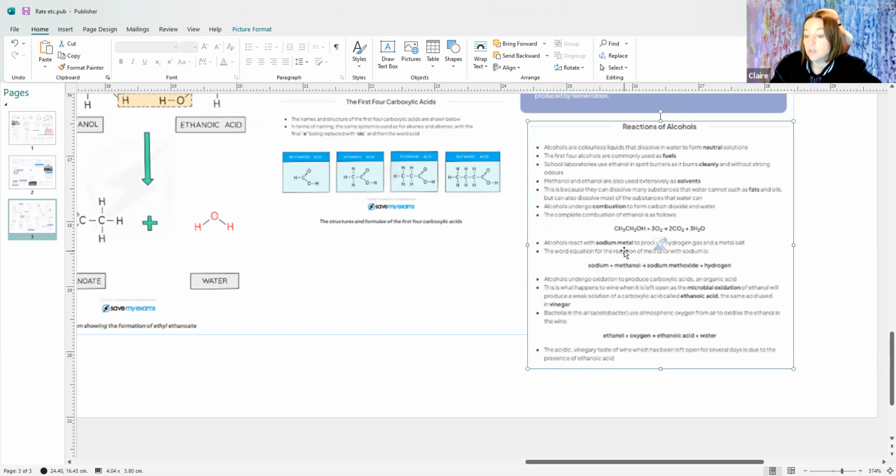Right, alcohols react with sodium metal to produce hydrogen gas and a metal salt. Okay, know this equation. So sodium plus any alcohol turns into the sodium salt of that alcohol plus hydrogen. It's the same as when you react a metal and acid. Okay, remember that a metal and acid produces a salt and hydrogen.